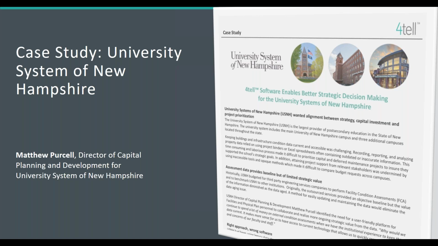USNH is the largest provider of secondary education in the state of New Hampshire. We maintain and manage the largest capital asset profile of any entity in the state of New Hampshire, and it's distributed across 3 main residential campuses and also in some major satellite campuses in Manchester, New Hampshire, and Concord, New Hampshire. Our flagship institution is the University of New Hampshire, located in Durham. And then we also oversee Plymouth State University and Keene State College.